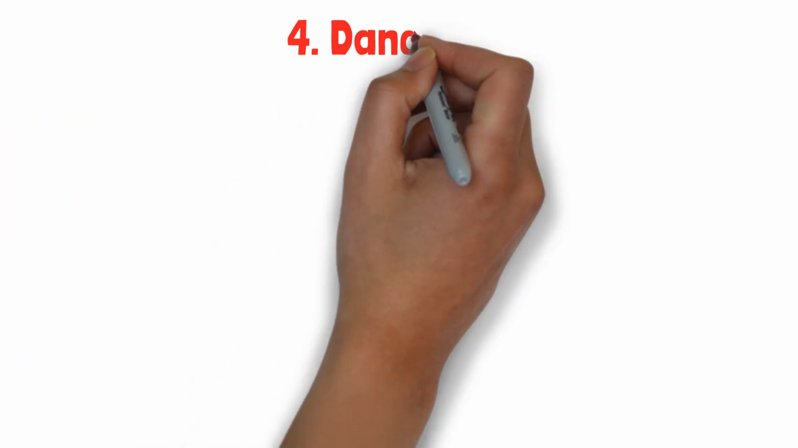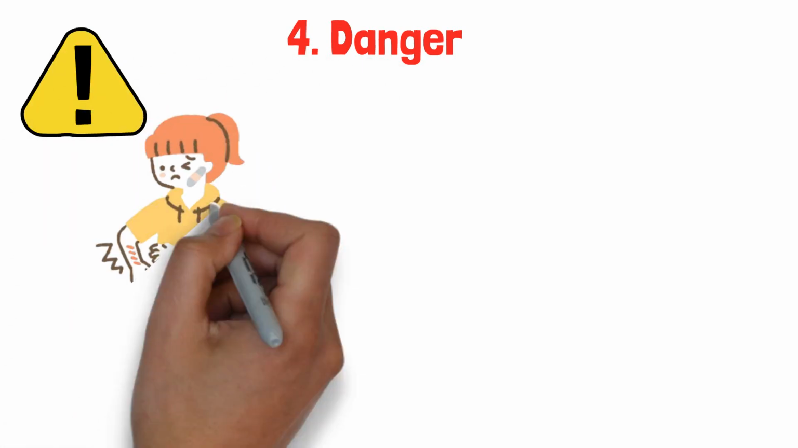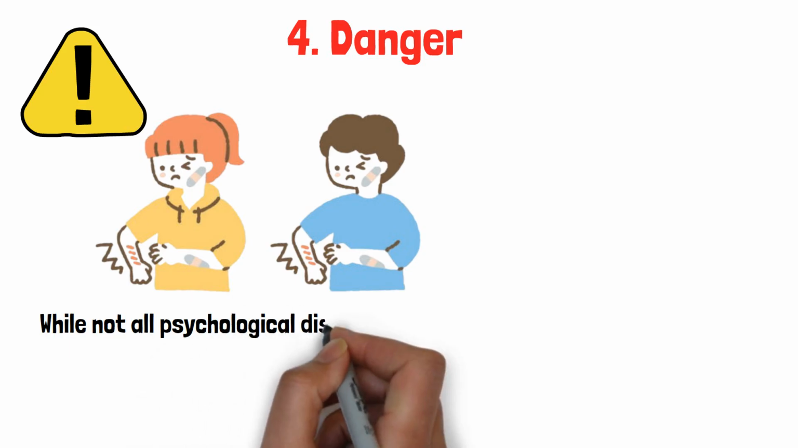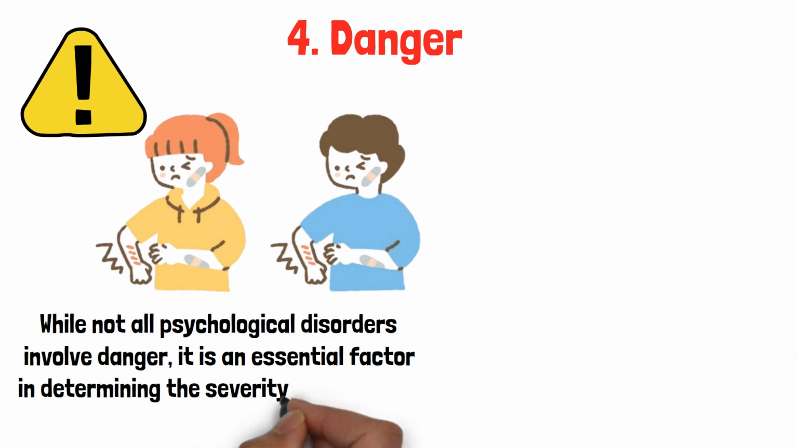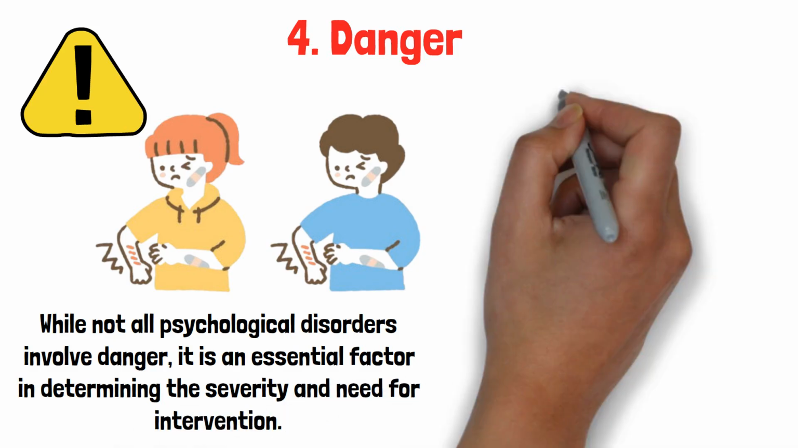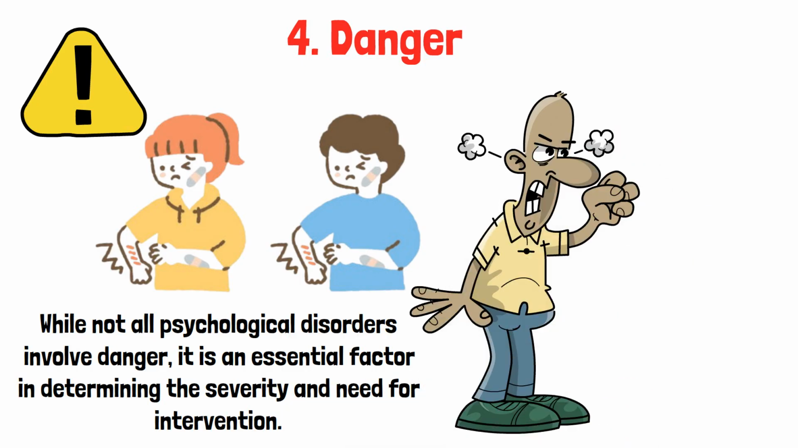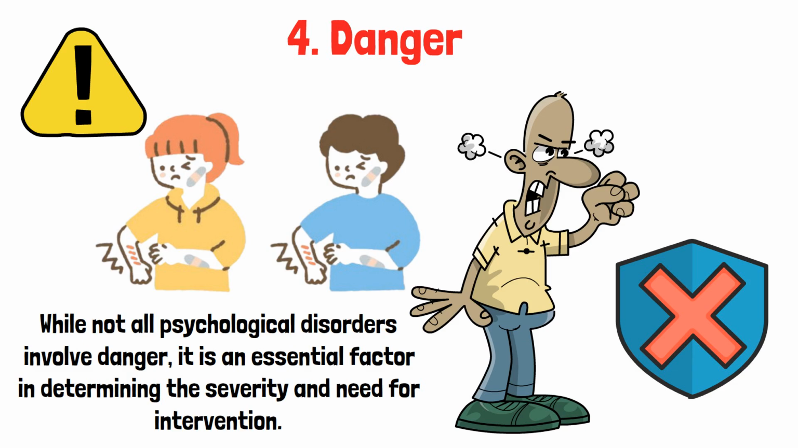4. Danger. Danger refers to behaviors that pose a risk to the individual or others. This criterion is particularly critical in assessing conditions where self-harm, suicidal tendencies, or aggression toward others is present. While not all psychological disorders involve danger, it is an essential factor in determining the severity and need for intervention. For example, suicidal ideation in depression or violent outbursts in intermittent explosive disorder can pose serious threats to safety.